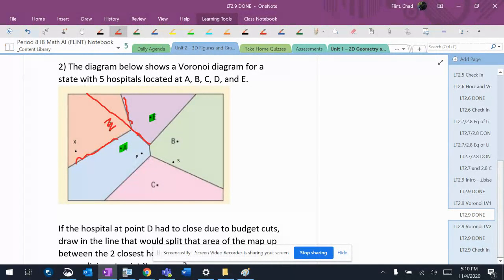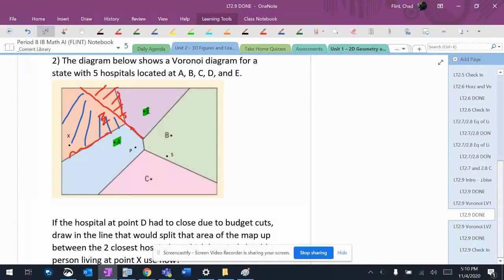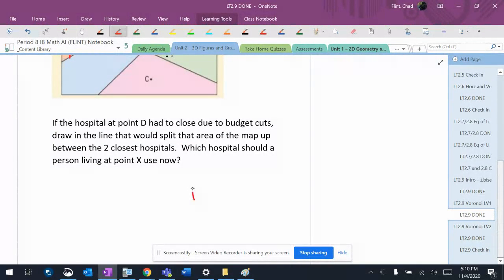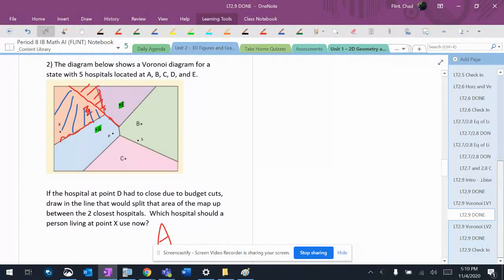And I'm just going to draw it as straight as I can out to the edge, which means that now all of this area up here would go with E, and all of this area over here would go with A. So it says which hospital would a house at X use now? So the house at X is now closest to point A. All right. So with that hospital gone, it's now closest to the hospital at point A because point D's hospital closed.